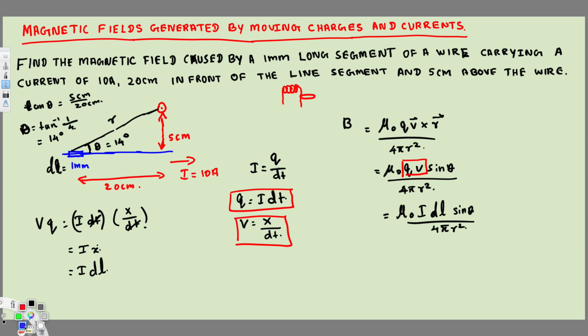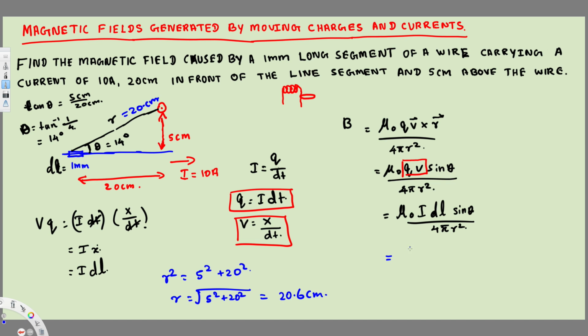And let's see how we can find this distance. This is a right angle triangle, so we can use the Pythagorean theorem right here. So the Pythagorean theorem is going to give us r square is equal to 5 square plus 20 square. Therefore r is going to be equal to the square root of 5 square plus 20 square. And if you calculate this one, that's going to give you 20.6. So this distance is 20.6 centimeter. So now we have all the information. We can now go ahead and plug the values and find the final answer.